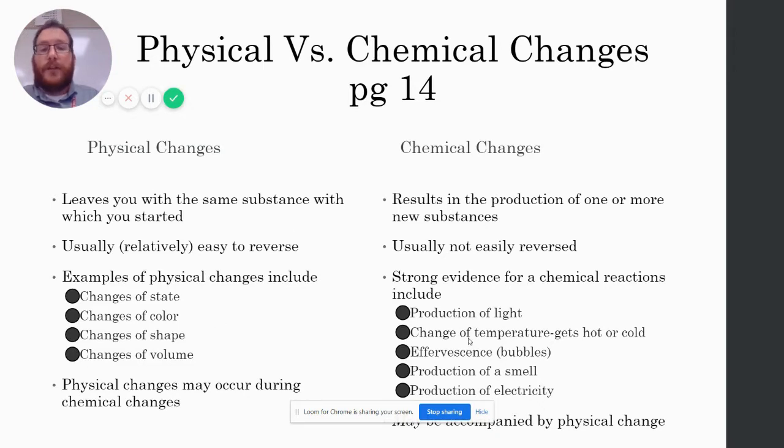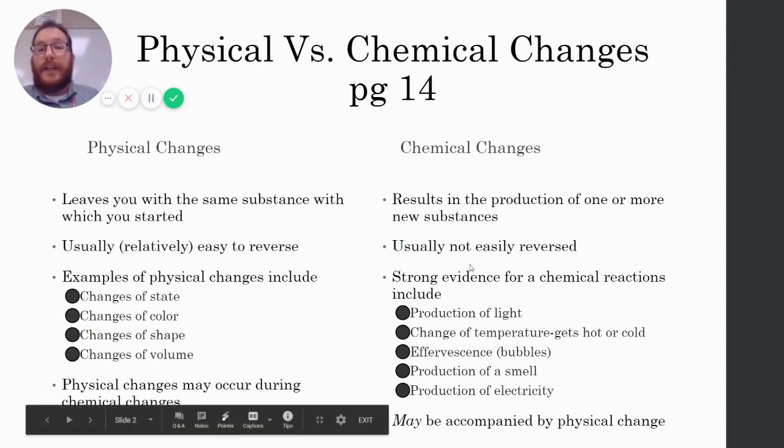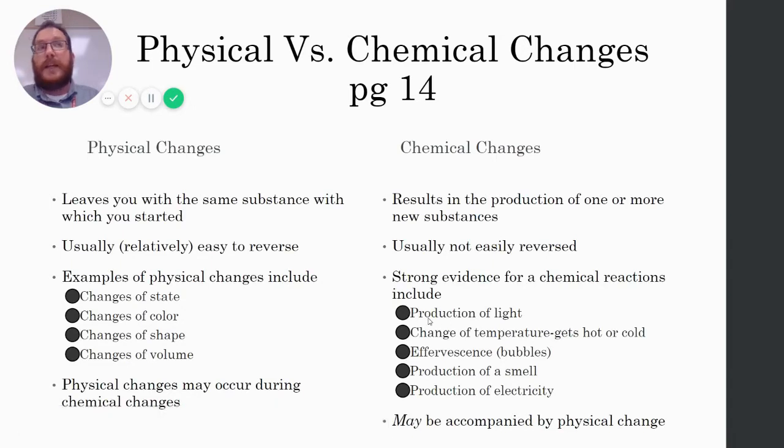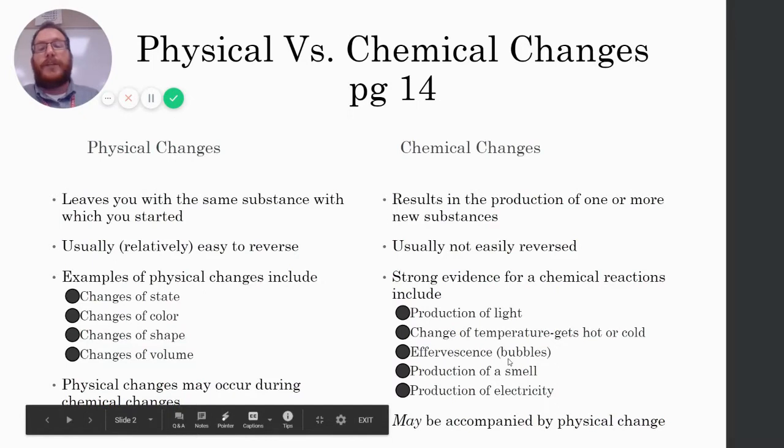Chemical changes, on the other hand, are usually not as easy to reverse. A lot of times they can be so energetic that light is produced, and we'll talk about that in just a second. There can be changes in temperature, and that's not saying external changes in temperature. If you mix two chemicals together and all of a sudden it gets hot or it gets cold, that's a change in temperature due to some sort of reaction going on. Effervescence, I love that word, just means bubbles. Bubbles are produced. Now, that's not always the case. We'll talk about that in just a second.